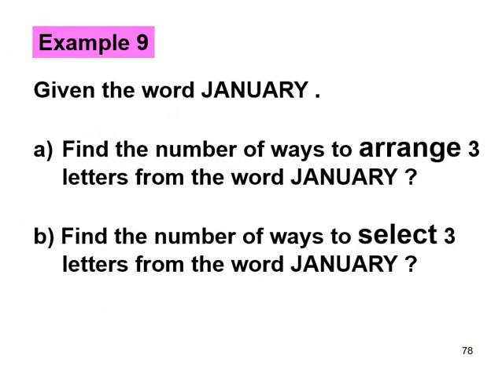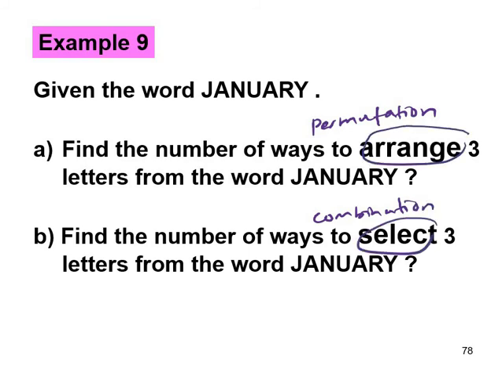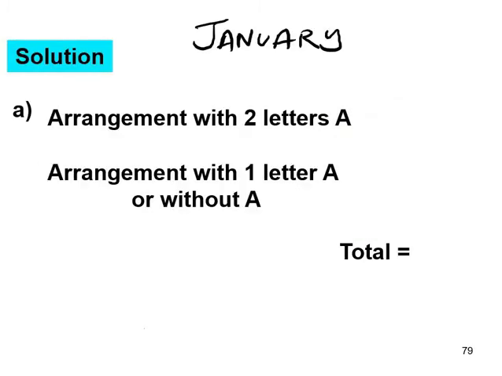So now let's move on to example 9. Given the word January, find the number of ways to arrange 3 letters from the word January. And for B, find the number of ways to select 3 letters from the word January. So obviously question A is about permutation, and question B is about combination, because looking at the keywords, the keyword here is arrange and the keyword here is select.